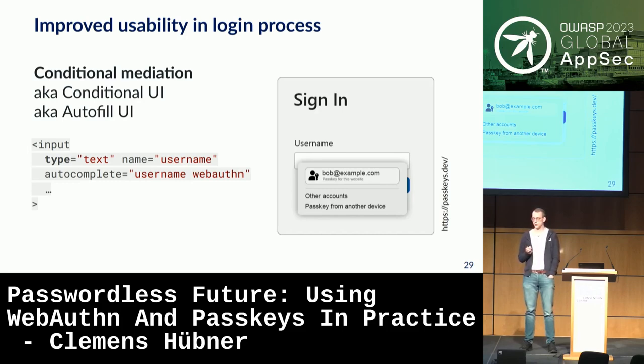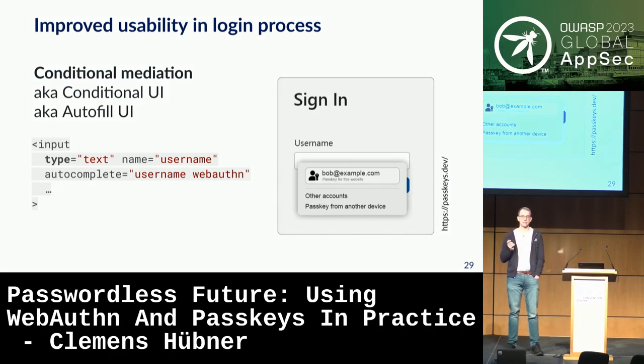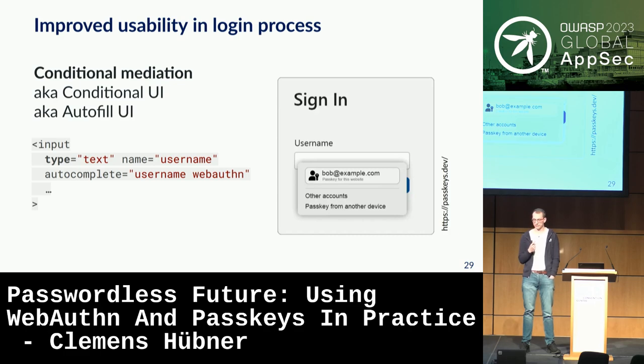And there are two big advantages. One is the website does not get any information if there are any passkeys available. So this is a privacy requirement that was fulfilled here. The website just states this would be an autocomplete WebAuthn field, and the browser takes over, displays to the user if there are any passkeys or not. If the user selects a passkey, the website will know that, but if he does not, the website will never know if there are no credentials available or the user just didn't want to use them. So the website cannot simply track if there are any passkeys available. That's the privacy thinking behind this autofill UI.